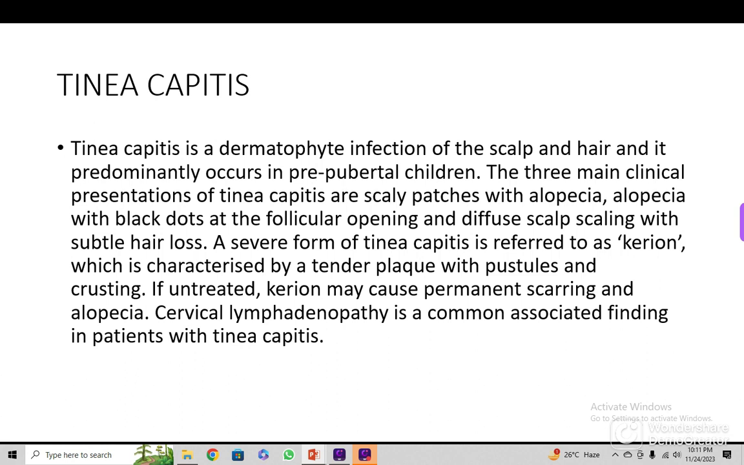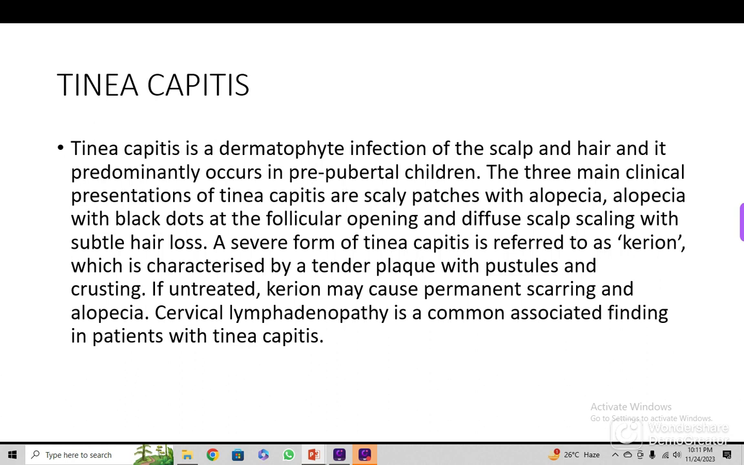Now another example, tinea capitis, is a dermatophyte infection of the scalp and the hair, and it predominantly occurs in prepubertal children. The three main clinical presentations of tinea capitis are scaly patches with alopecia, with black dots at the follicular opening, and diffuse scalp scaling with subtle hair loss.